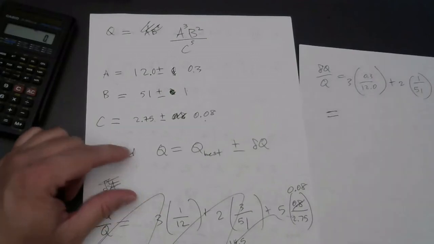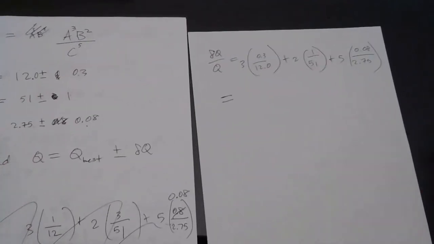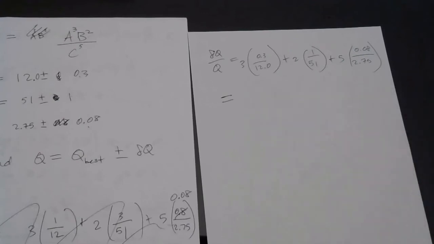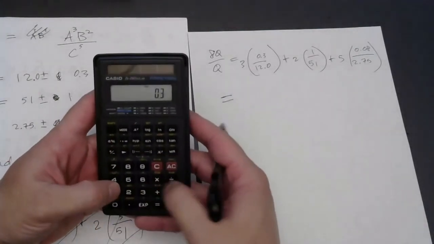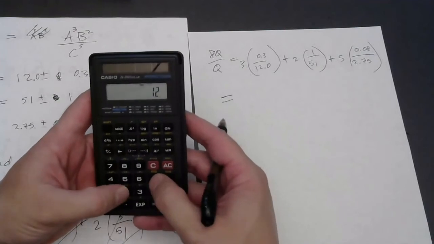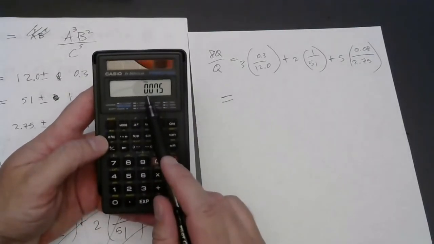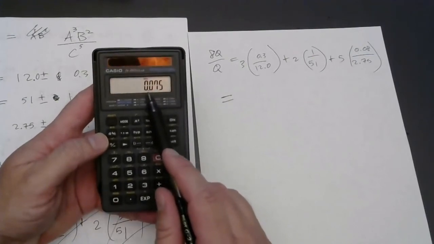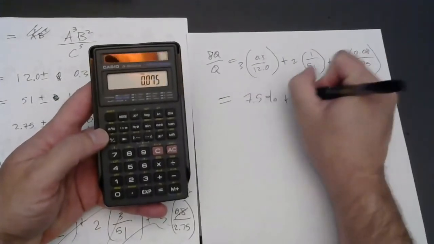Before summing all of these terms, I'd like to evaluate them individually to see which contributes the most to the propagated uncertainty. So 0.3 divided by 12, and then I multiply by 3. 0.075. I'm going to go ahead and convert to a percent error right now, multiply by 100, and that 0.075 becomes 7.5%.